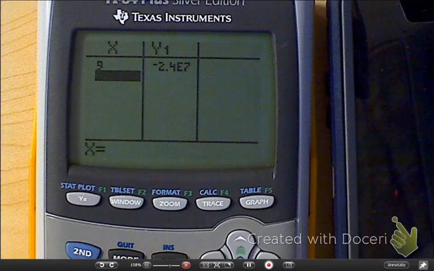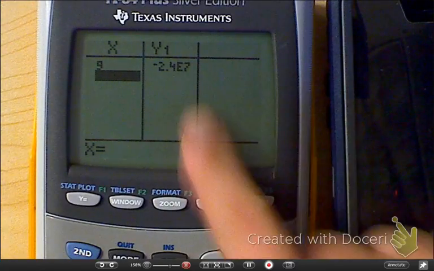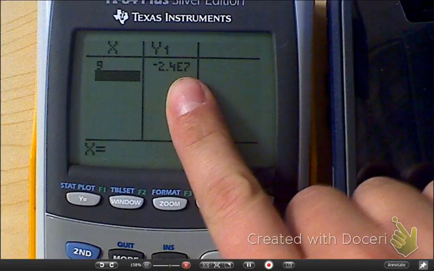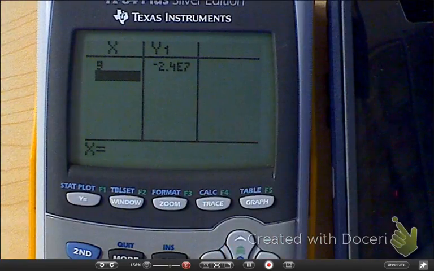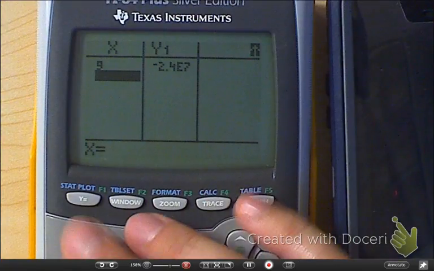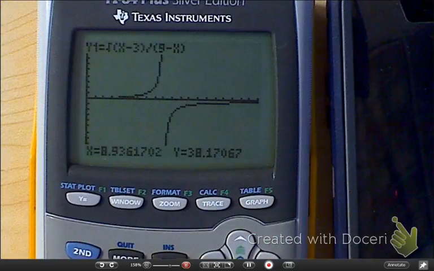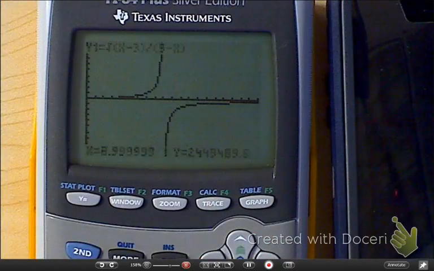I like the graph better because the table will give you e to the 7th, so it'll cut off a lot of the decimal places. The graph won't do that, which is nice. So I would stick with the graph if I were you guys. But yeah, 8.9999999 will give you the same thing.